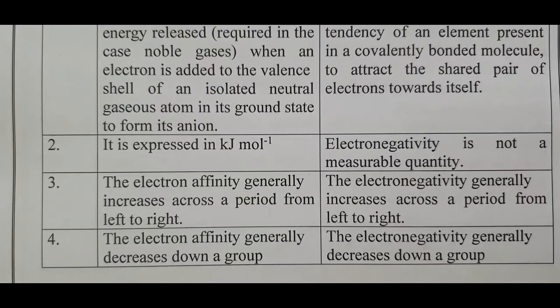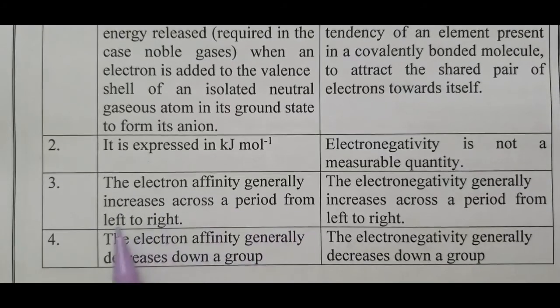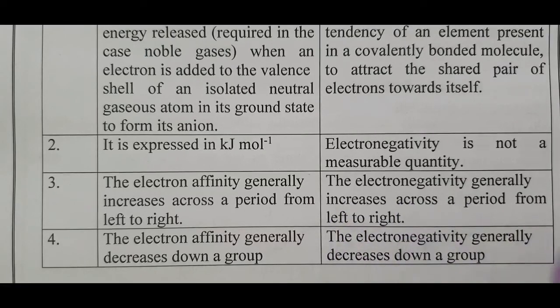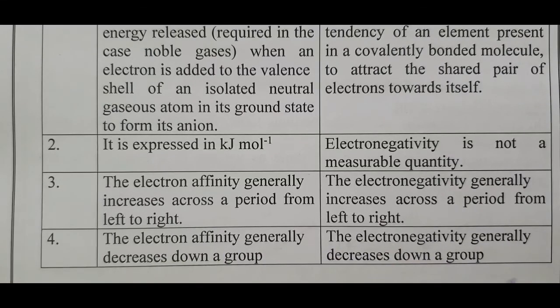Electron affinity is expressed in kJ mol⁻¹. Electronegativity is not a measurable quantity. The electron affinity generally increases across a period from left to right. Same thing, the electronegativity generally increases across a period from left to right. The electron affinity generally decreases down a group. The electronegativity generally decreases down a group.